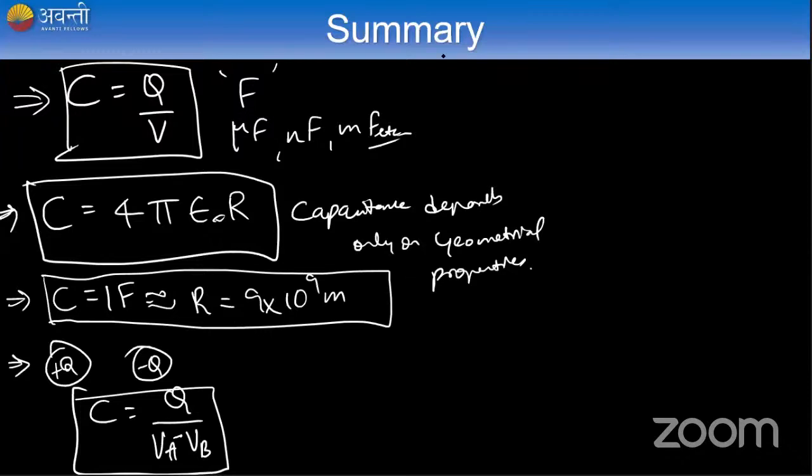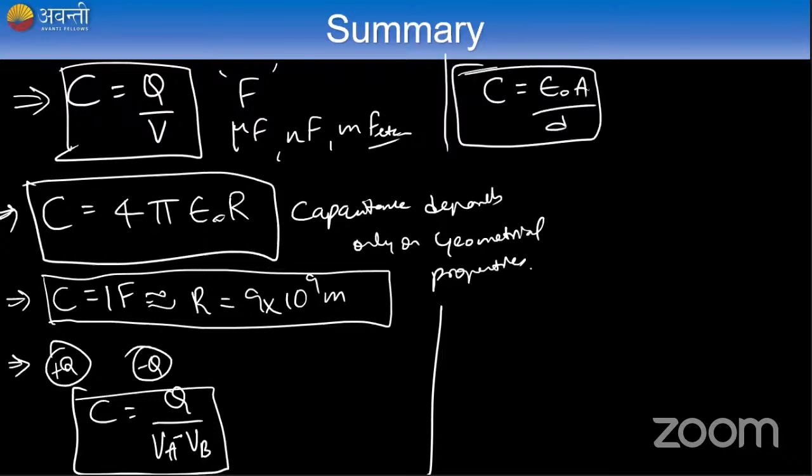Then we started with the capacitance of a parallel plate capacitor, which is given by epsilon naught A by D. Here too the capacitance depends only on the area of cross section and the distance between the plates. Then we studied the various factors on which the capacitance depends. If I increase the area, the capacitance increases. If I decrease the separation distance, the capacitance increases.